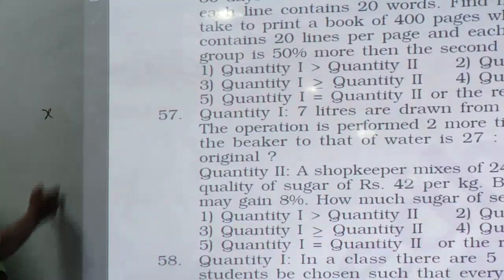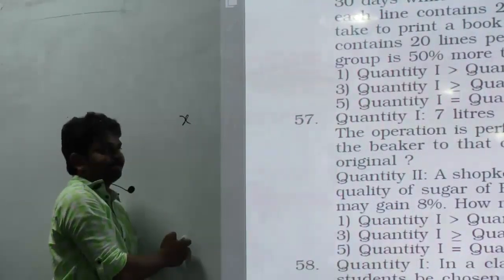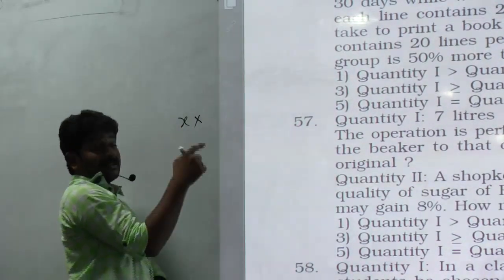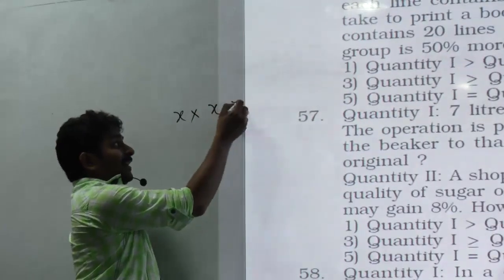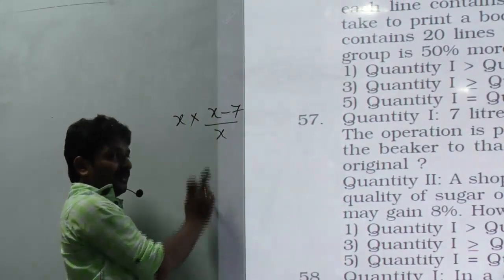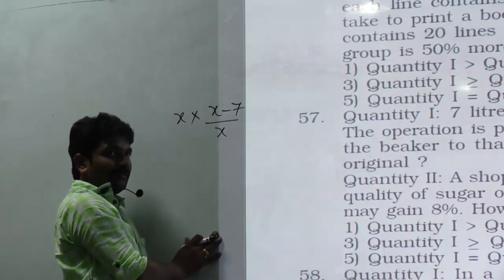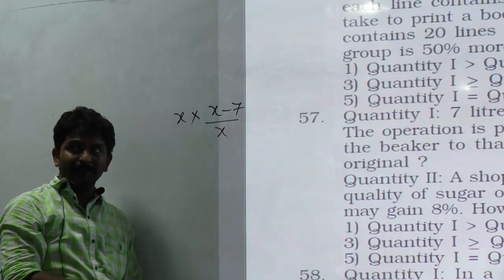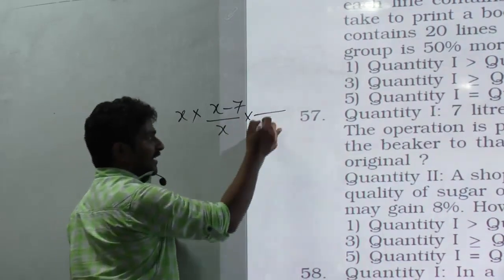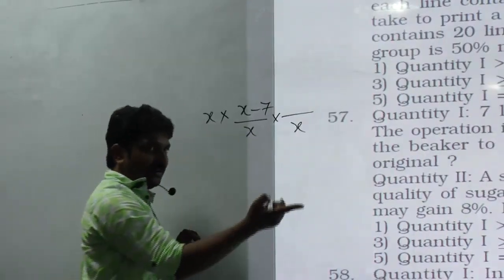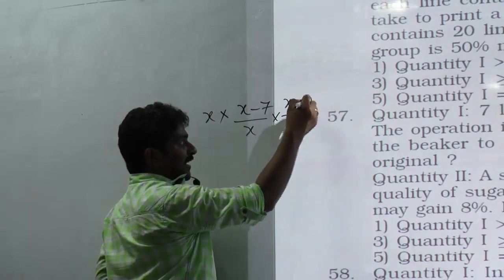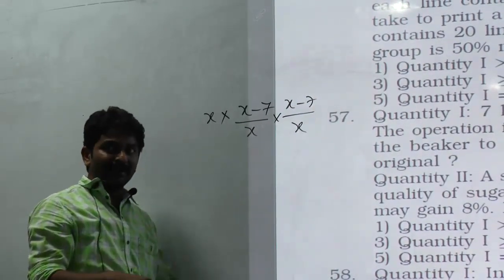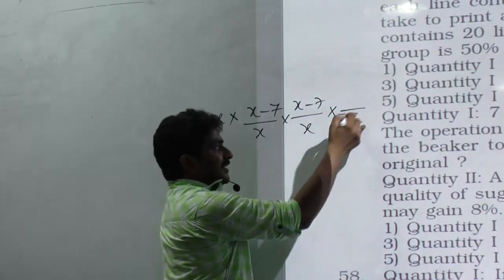Original we have x quantity. 7 liters are drawn. Remaining spirit in the container is x minus 7 by x. First time is operated. And 7 liters of water is added now. Right? So total quantity is x again. Again 7 liters are drawn. Remaining quantity of spirit is x, again x minus 7. Second time operated. Again 7 liters of water added. Again total quantity is x liters.